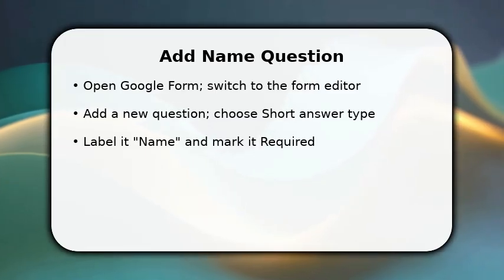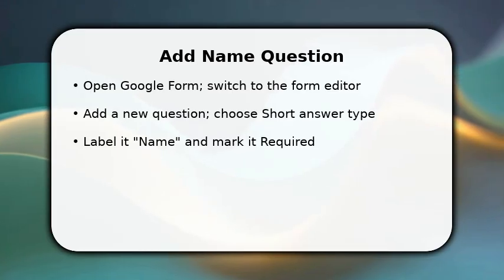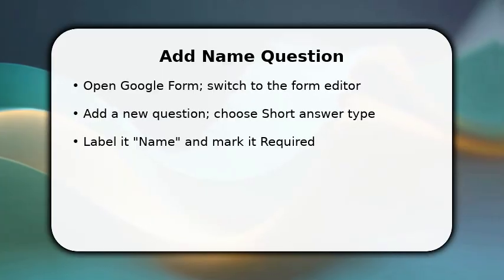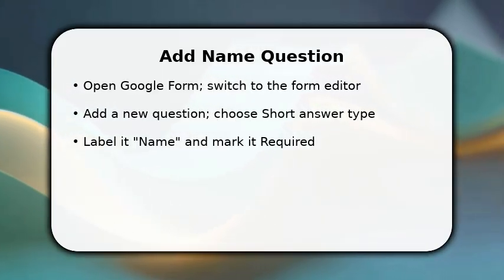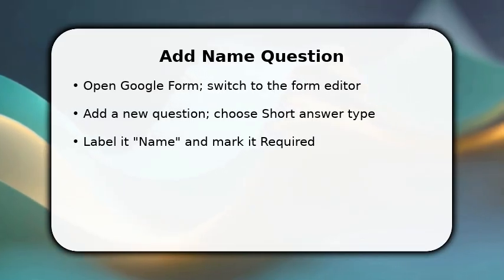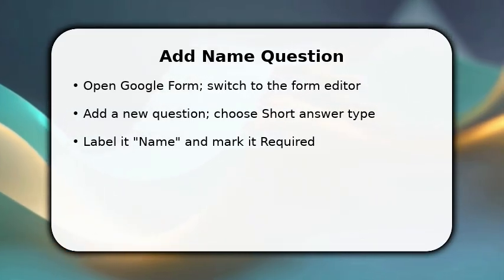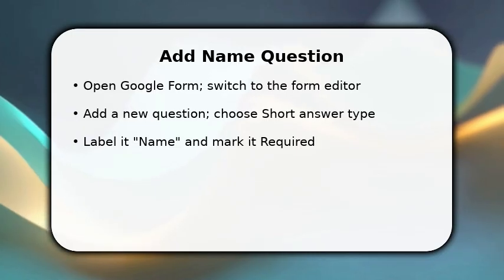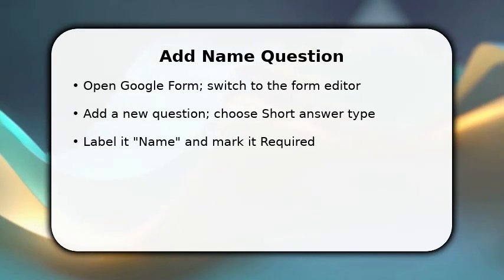You start by adding the name field itself. Open your Google form and add a new question immediately, choosing short answer. Label it clearly as name so respondents know what to enter. Once added, make sure to toggle required so nobody can submit without filling it. This is the single, direct method to capture names in a quiz.